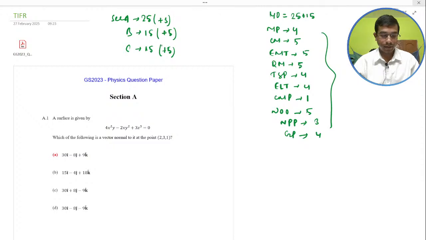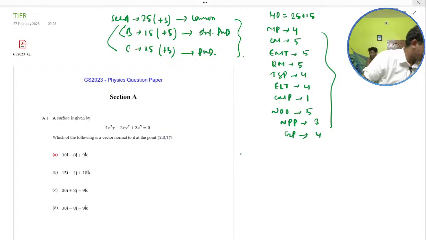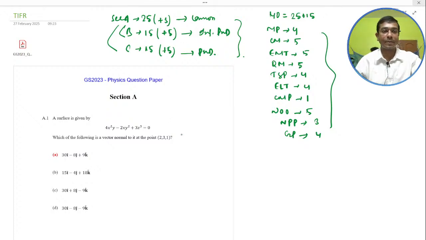And one thing is that part A is common for both integrated PhD and PhD aspirants. Part B is for integrated PhD and part C is only for PhD. So for PhD, A and C, and for integrated PhD, A and B. These are the strategies of the TIFR, Tata Institute of Fundamental Research, and the TIFR 2023 question paper was conducted by TIFR Hyderabad.